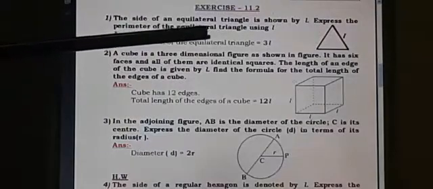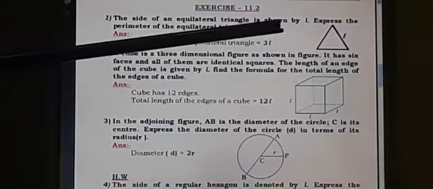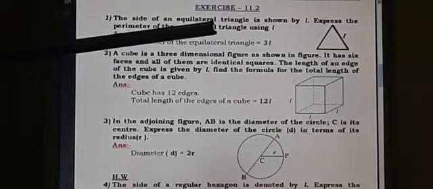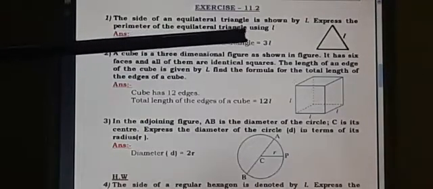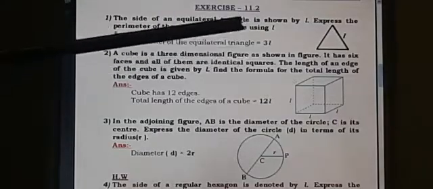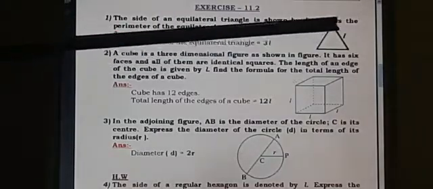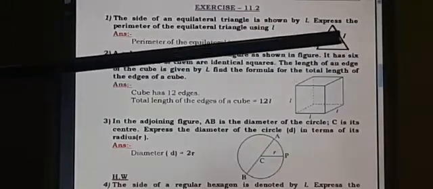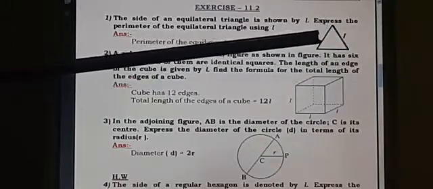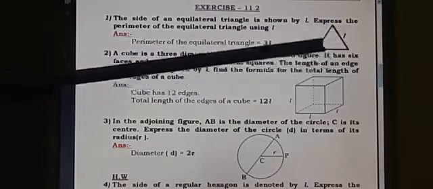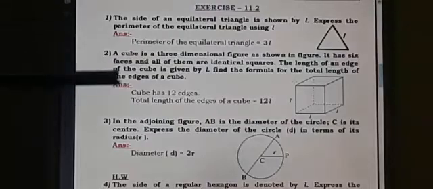Now come to the exercise. The side of an equilateral triangle is shown by l. Express the perimeter of the equilateral triangle using l. It's very easy, we already know the formula. Perimeter of an equilateral triangle is the sum of all three sides. This side is l and this side also l. So 1, 2, 3, 3l is the answer.